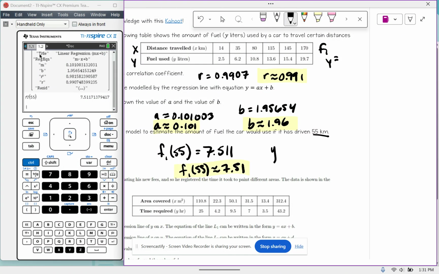So if you want to do it the same old way, this was the regression equation. It was 0.101x plus 1.96. Now you're going to substitute in a 55.